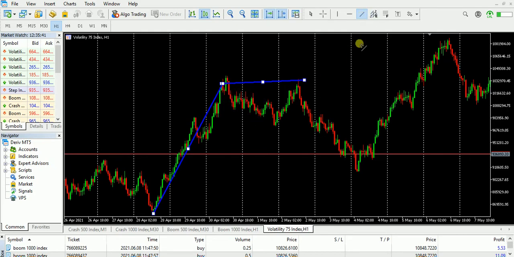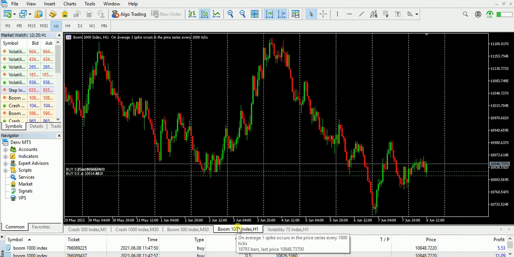price normally trends for a longer time before it changes its direction. Whenever there is a double bottom or double top, price always moves for a longer time before it makes another rejection. So this is the opposite of what we saw on the Boom 1000.